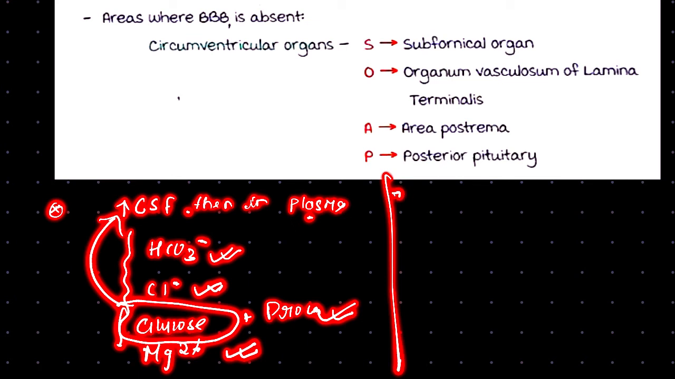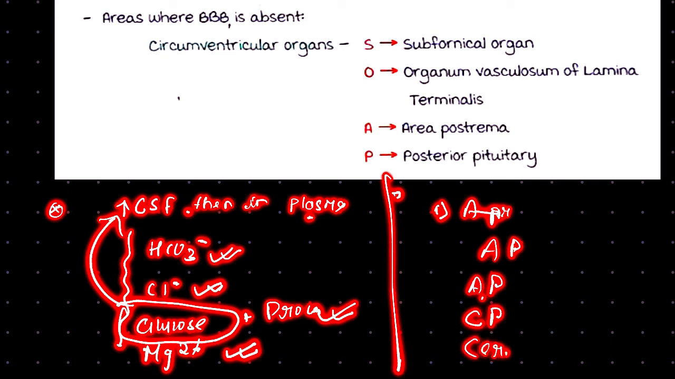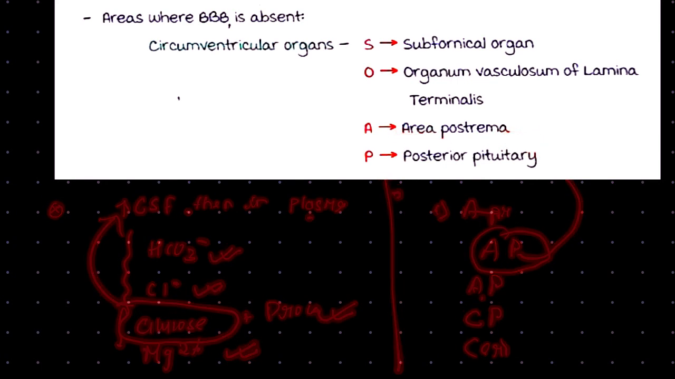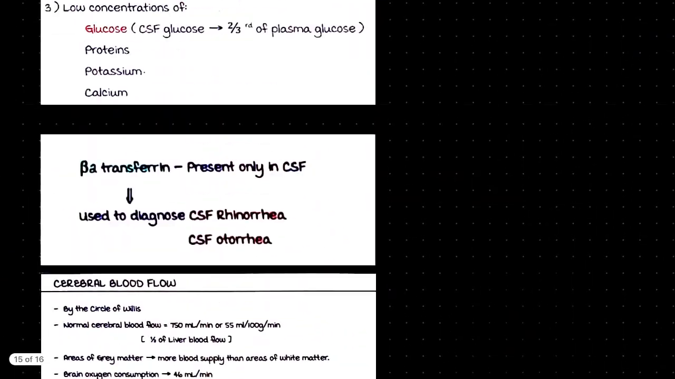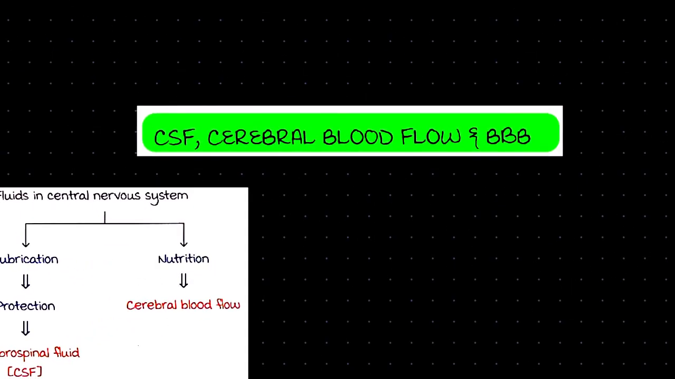Now another question: the blood-brain barrier is absent in which option? Area postrema, anterior pituitary, choroid plexus, or cerebellum. Where is our blood-brain barrier absent? In the area postrema, that's all. So this was about our CSF, cerebral blood flow, and blood-brain barrier. So have a great time. Thank you.